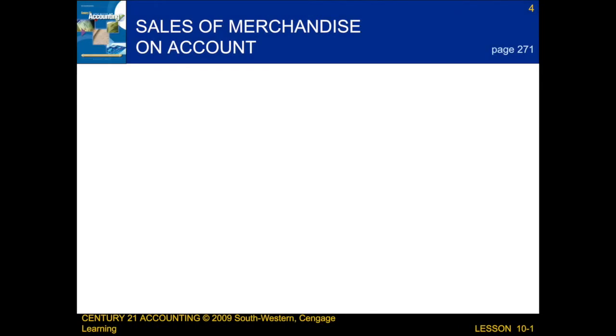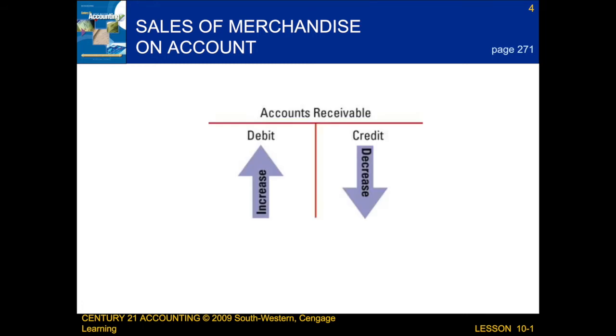Okay, next we're going to be talking about sales of merchandise on account. As we've learned in previous chapters, accounts receivable is an asset account that has a normal debit balance. So it increases by a debit and decreases by a credit.